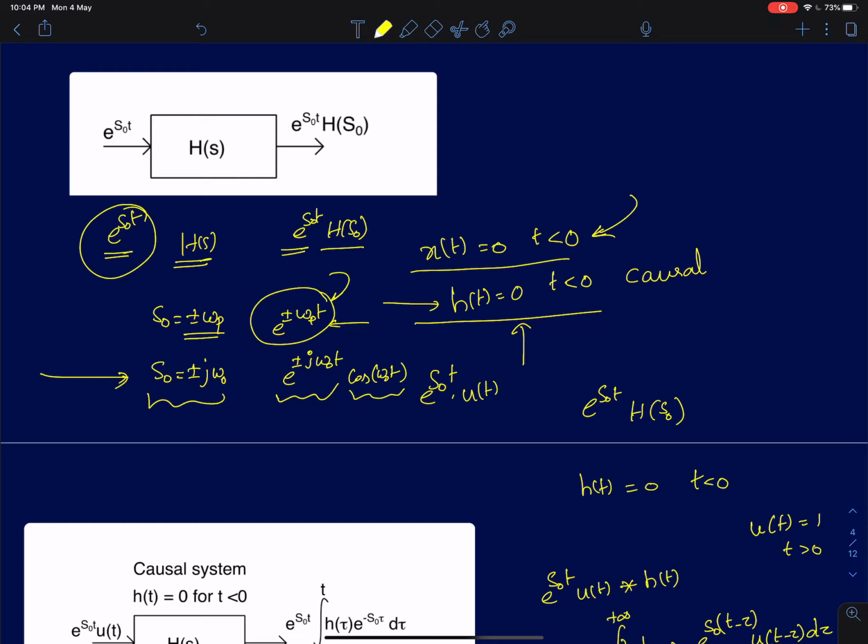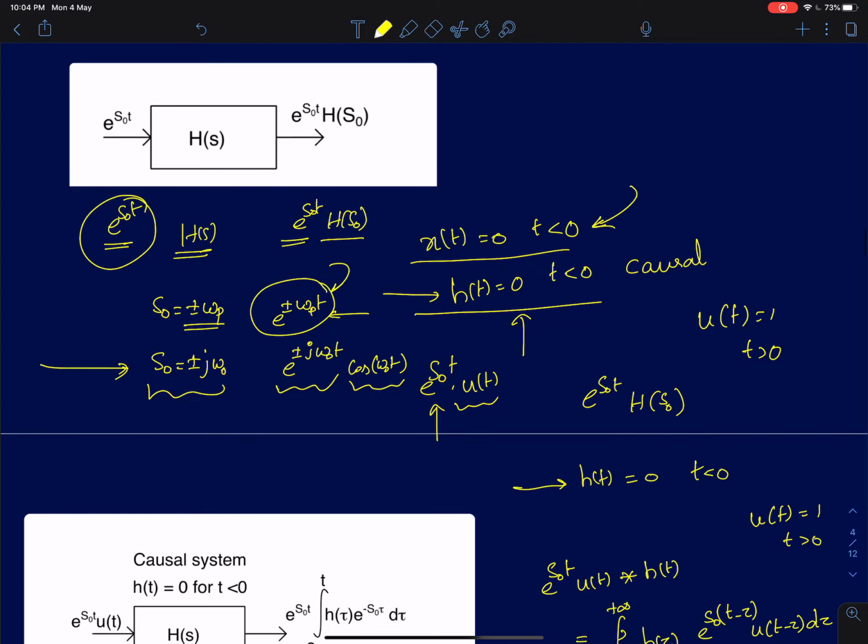To first capture the input, I'm going to assume that the input is now e^(s₀t) multiplied by u(t). u(t) is a unit step function, which is 1 for t greater than 0 and 0 for t less than 0. The additional condition that we have already discussed is that the impulse response is 0 for t less than 0.